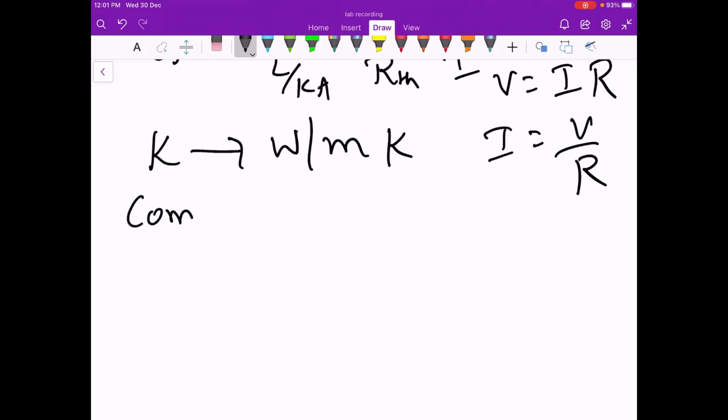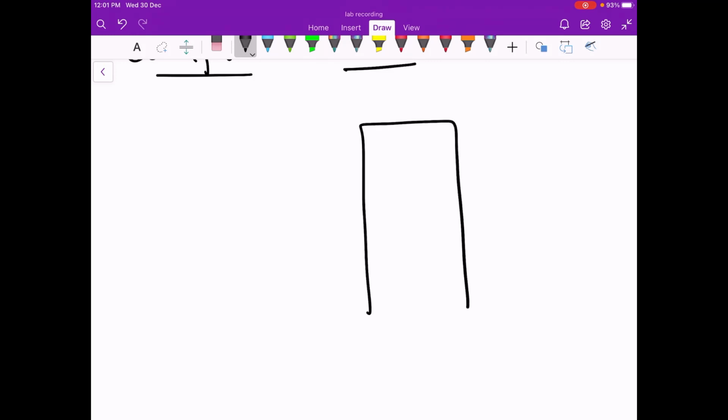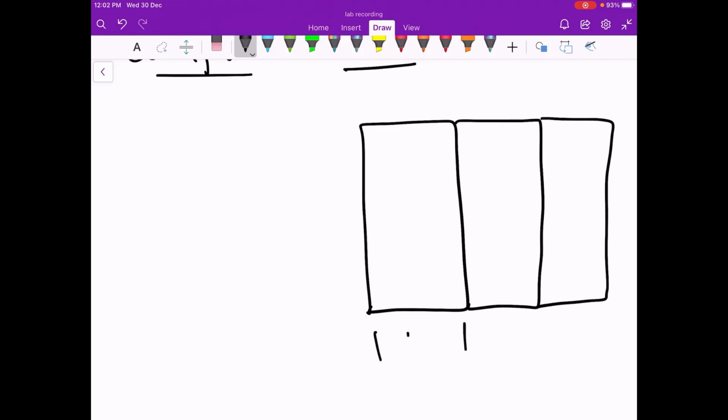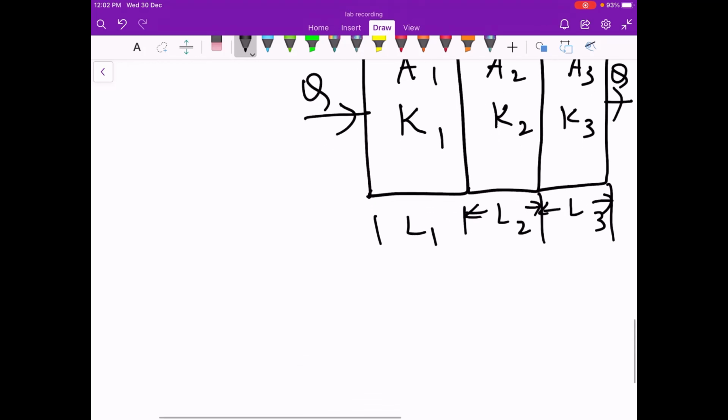Now coming to the composite wall. What do you mean by composite wall? Let me try to write it here. Let us try to understand. You have three different walls of three different thicknesses, say L1, L2 and L3, also having different thermal conductivities K1, K2 and K3. Now whatever heat flows in here has to come out here, energy balance, and having the same area, let us write it as A1, A2, A3.